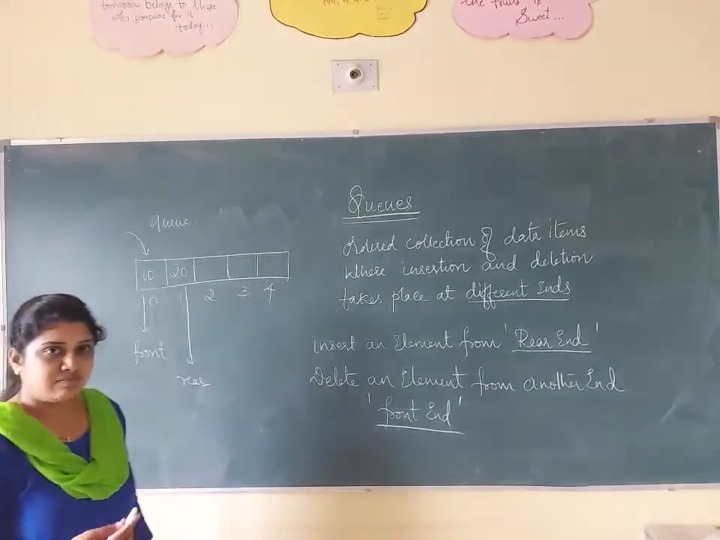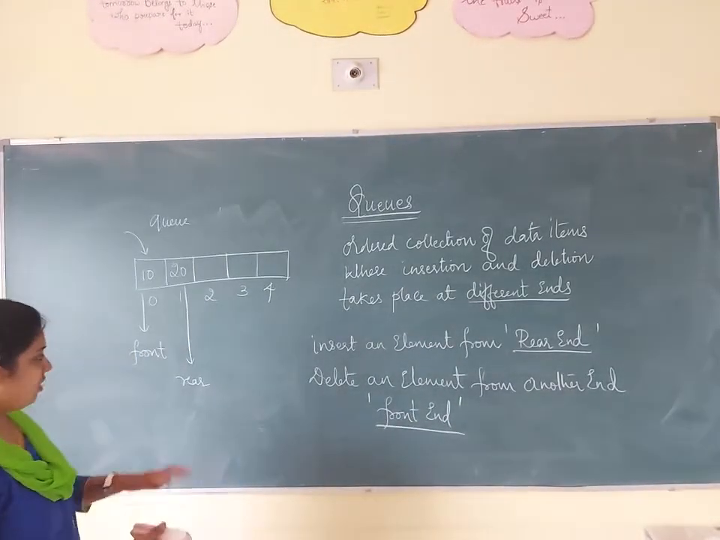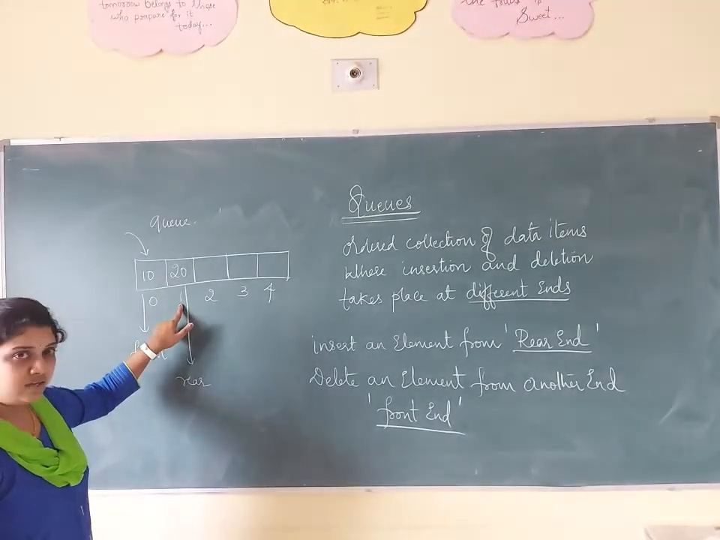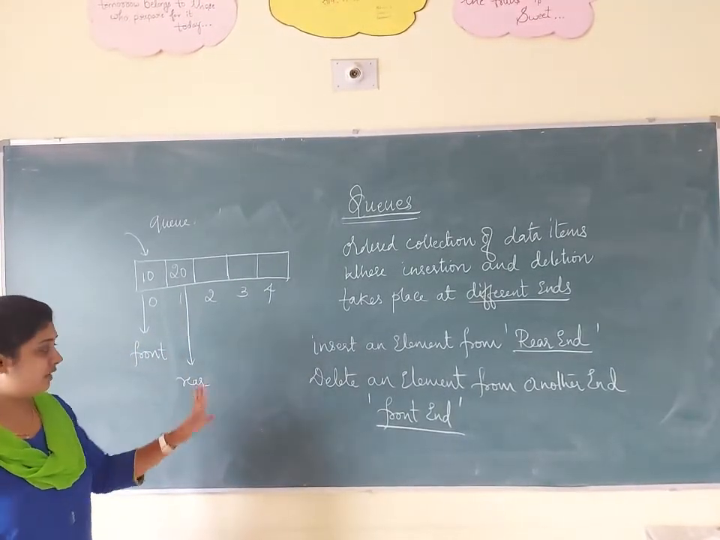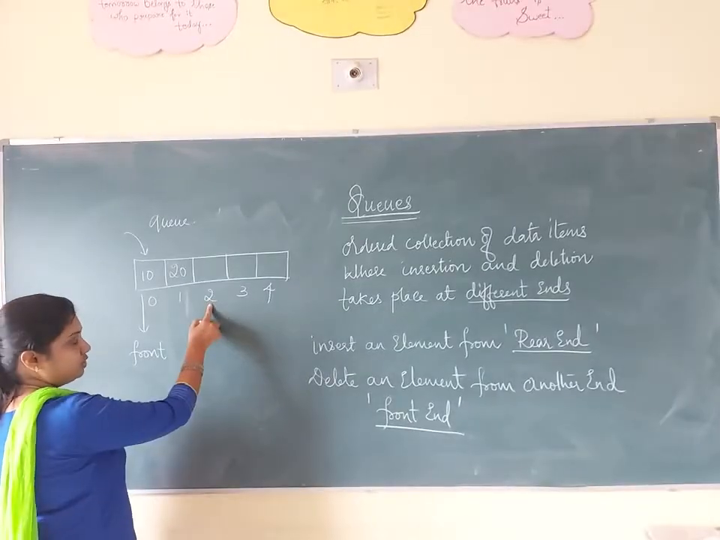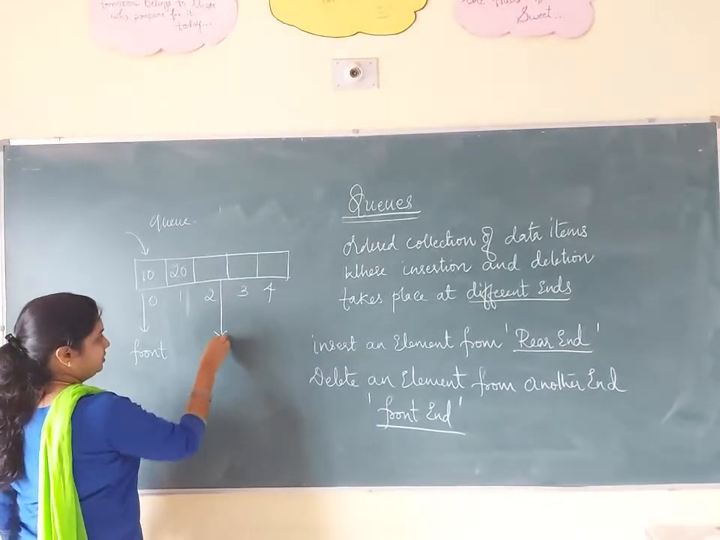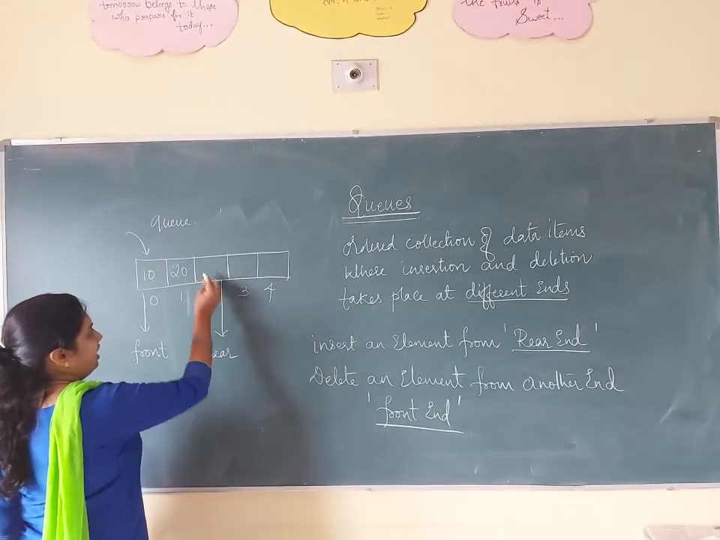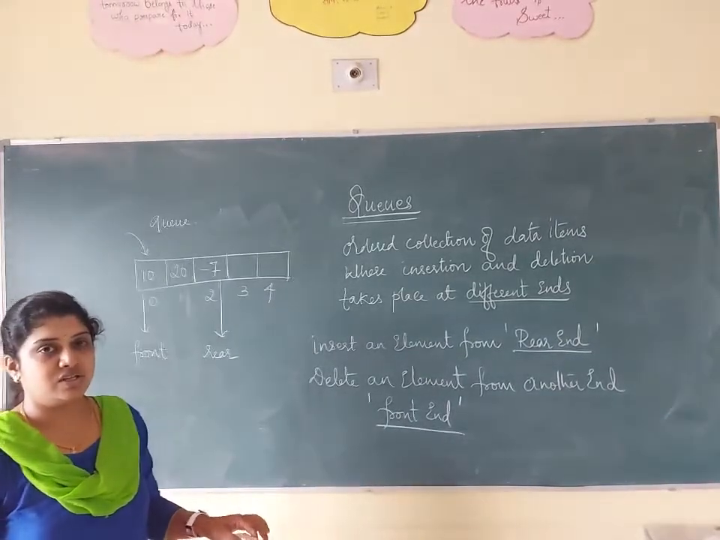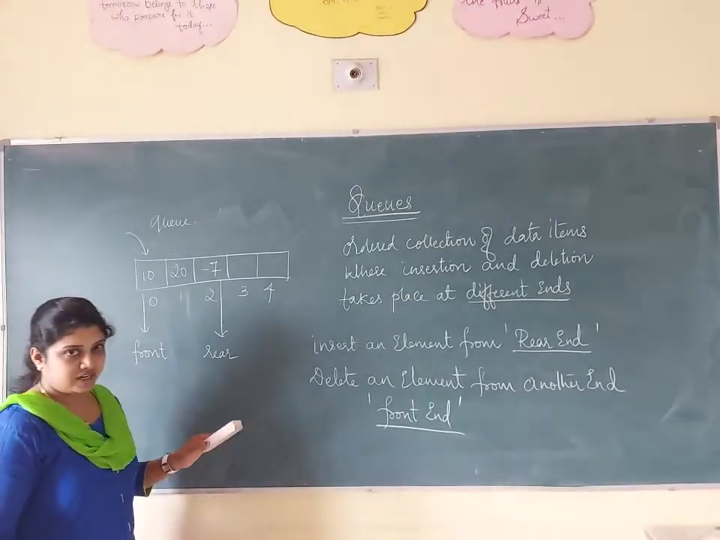I want to insert minus 7, one more data item. So what I have to do, I want to increment rear. Rear is pointing to 1. 1 plus 1, it will become 2. Now, rear is pointing to the location 2. So, rear will be incremented. I can insert minus 7. Any values you can take, only integer values, either positive or negative.